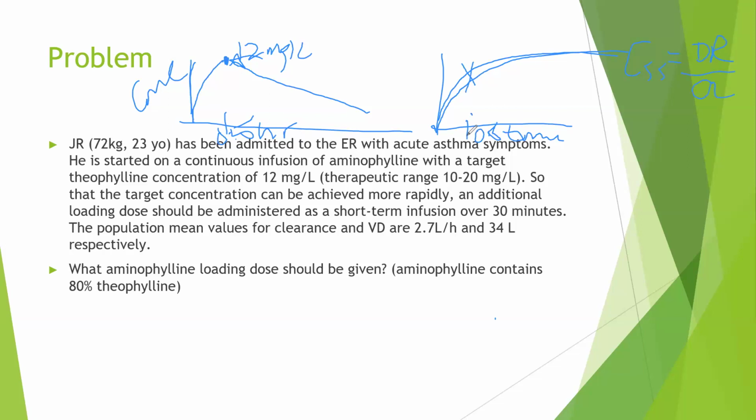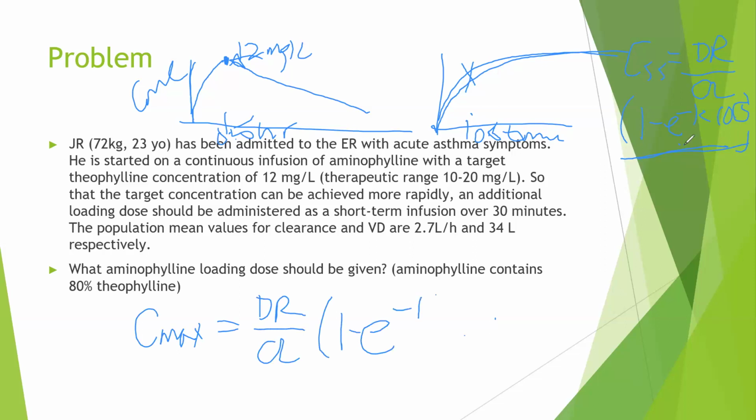If we stop at a half an hour, we're only going to be at 1 minus e to the negative k times the time of infusion, which is a half an hour. This will give us our fraction of steady state at this time t. So our Cmax is going to be equal to our dose rate over our clearance times 1 minus e to the negative k times the time of infusion. Now, this is not a steady state, right? Because we're just giving this one-time loading dose. So our Cmax, we know we want to be 12 milligrams per liter.